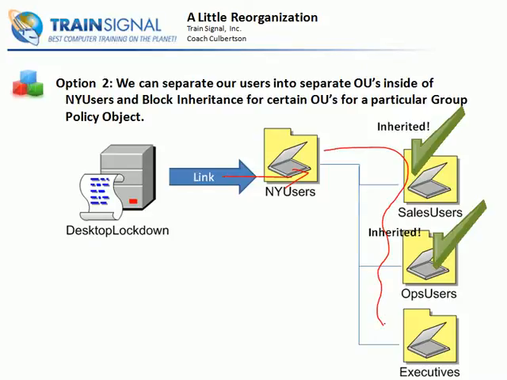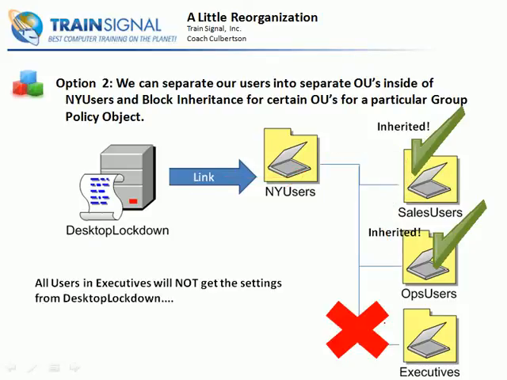Now, we can use another technique called blocking inheritance. Okay? Now, when we block inheritance for, let's say, in this instance, the executives where Hank Richardson's account is going to go live, then all users in this particular OU would not get settings from desktop lockdown. And that's really what we want to happen, right? So this technique would initially work. However, there is one drawback to this. Let me tell you what this is.